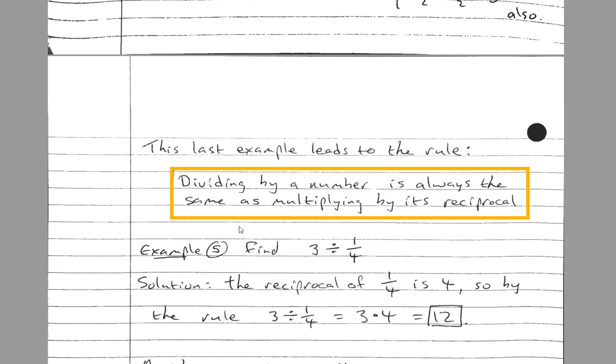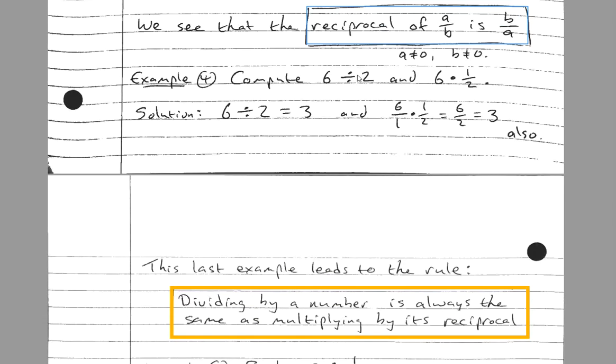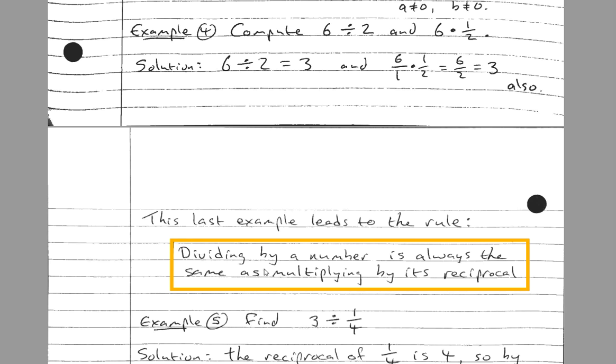All right, so we can see that dividing by a number is the same as multiplying by its reciprocal, and that's true in general. Okay, so any kind of division question, you can always change it into a multiplication question. Just use the reciprocal.